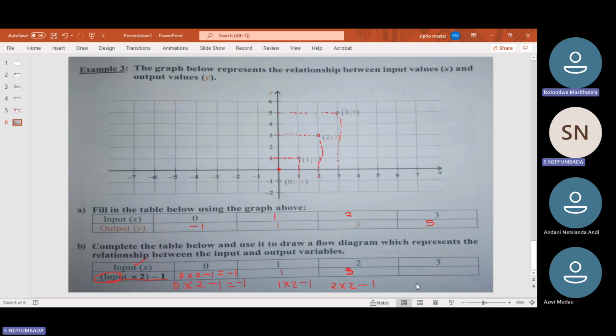Here the input is 3, so 3 times 2 minus 1. Then we get 5.